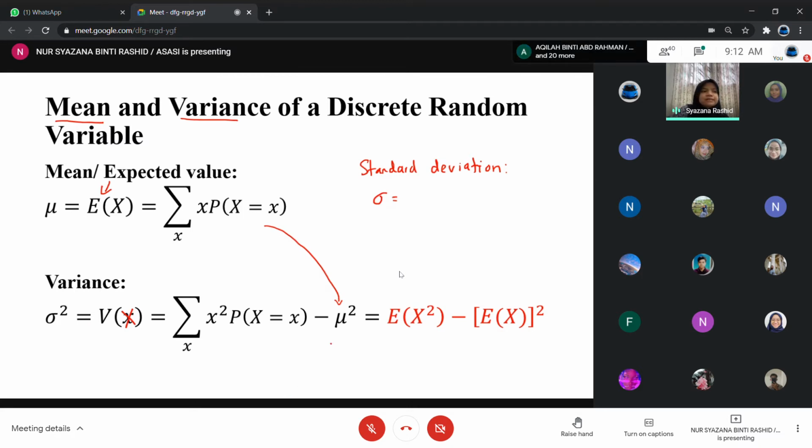Okay, punca kuasa summation tadi. So dia akan jadi punca kuasa summation X square PX equals to X minus mu square. Letak je punca kuasa. Okay, ataupun kalau kat sini ada VX, kat sini ada SDX. Simbol. Okay, kalau tak nak guna sigma, boleh guna SDX. Stand for standard deviation. Okay, ni baru formula. Now we want to apply the formula in example.